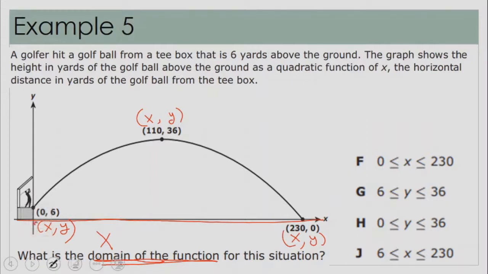The starting point, the x value there, is 0, and the end point is 230. Write it out so that you don't make a mistake: 0 to 230. That means you are looking for 0 that is closed and 230. So F is the answer in this case, because they are both closed and it goes from 0 to 230. Don't be confused about the 6. The 6 at the starting point is the y value. That is why option J is not the answer.